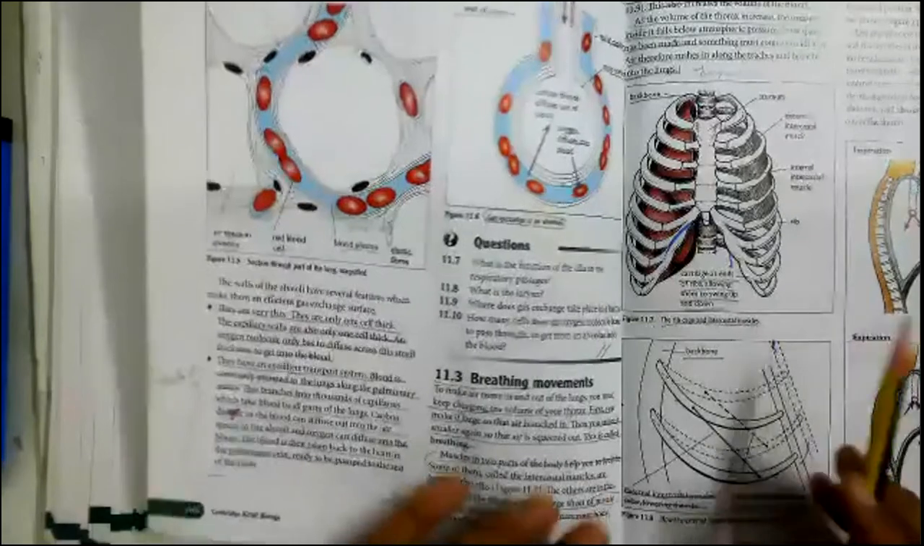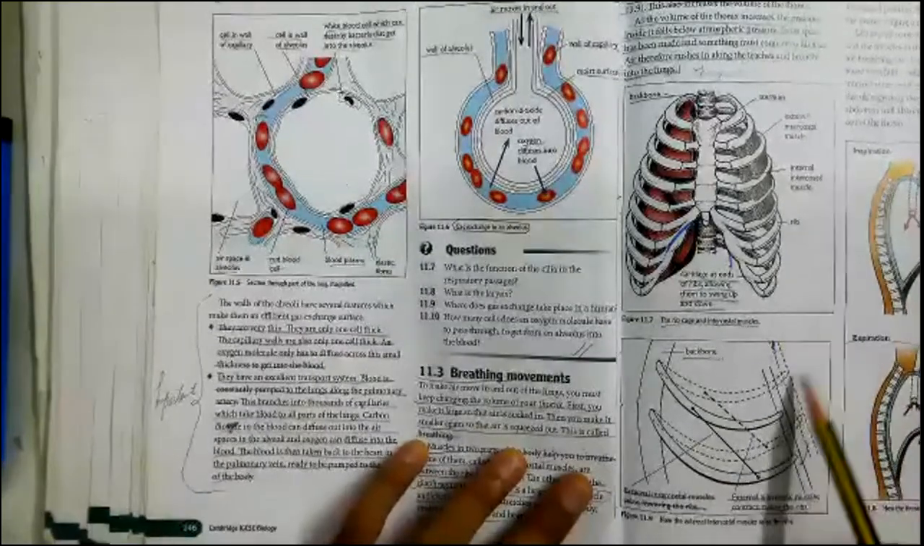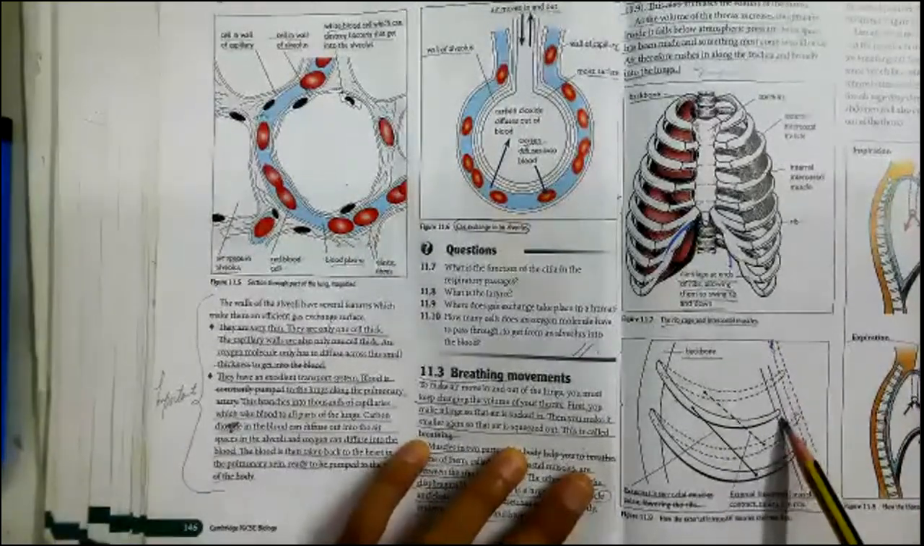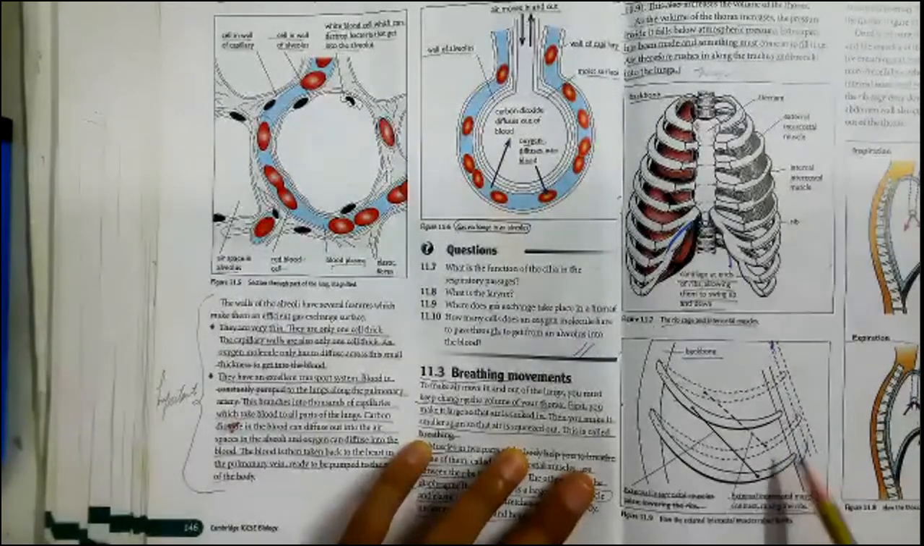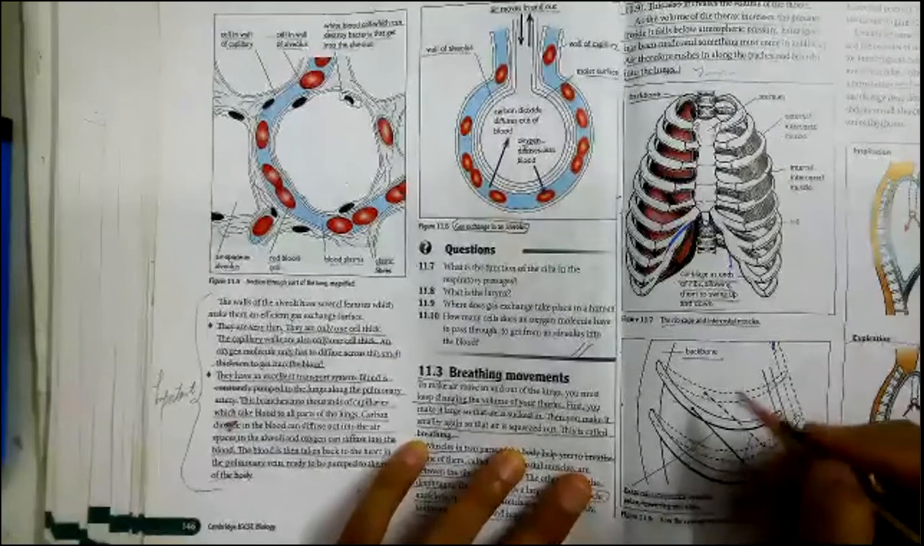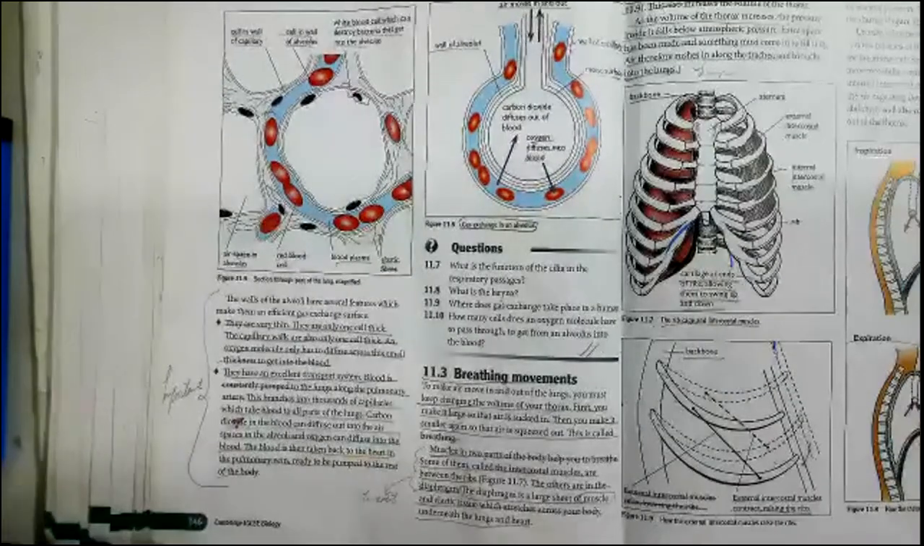And remember, the internal intercostal muscles must be bringing the ribs down, right? Because they are involved in forced exhalation. So they must be decreasing the volume, right?